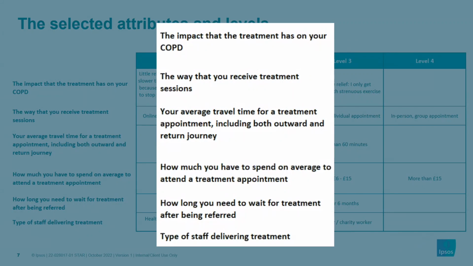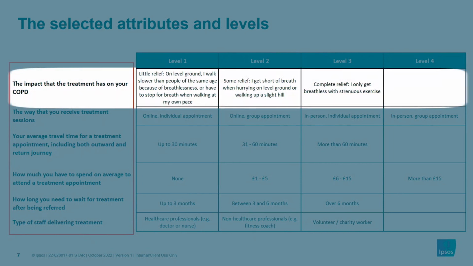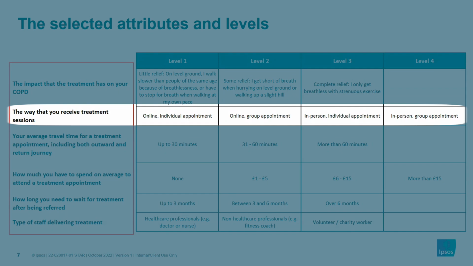What you see highlighted are the 6 attributes which we consider, alongside the clinicians and the experts, as most relevant for our choice experiment to inform how COPD patients prefer to access their treatment. The first attribute is the impact that the treatment has on your COPD, with the levels little relief, some relief, and complete relief. The second one is the way that you receive treatment sessions. The levels are online individual appointment, online group appointment, in-person individual appointment, in-person group appointment.